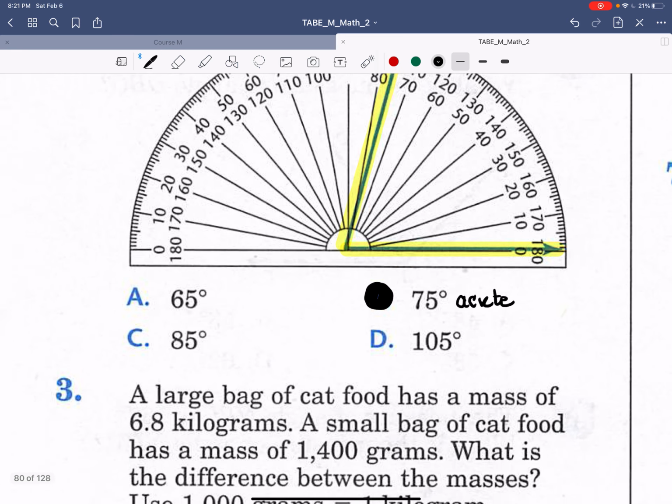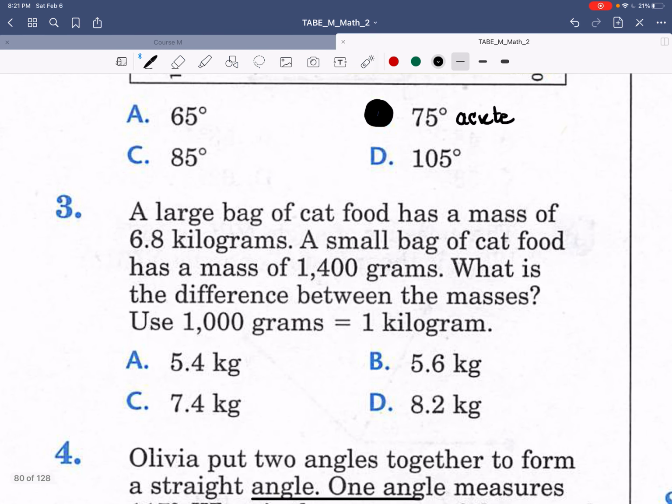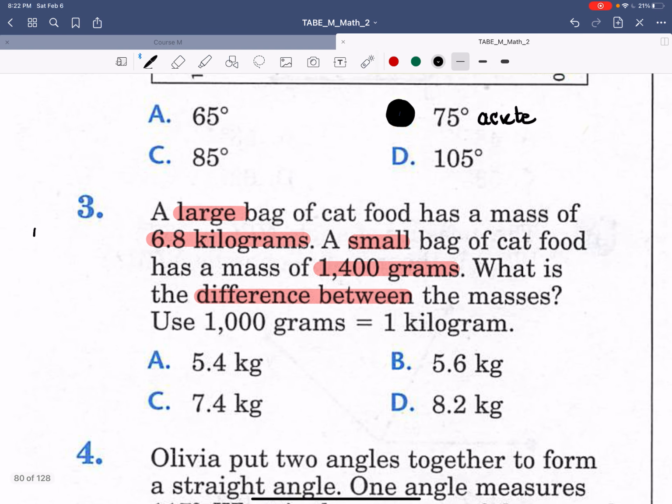Okay, number 3. A large bag of cat food has a mass of 6.8 kilograms. A small bag of cat food has a mass of 1,400 grams. What is the difference between, so there's the subtraction key, the difference between the masses, and you use 1,000 grams as 1 kilogram.